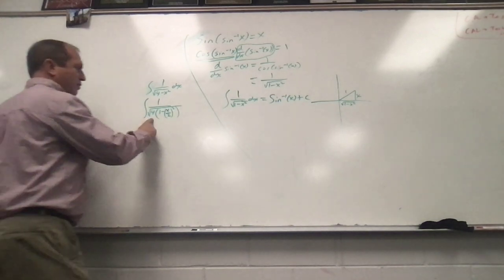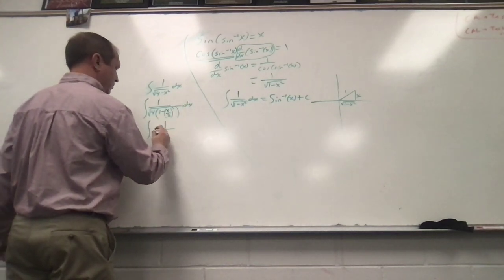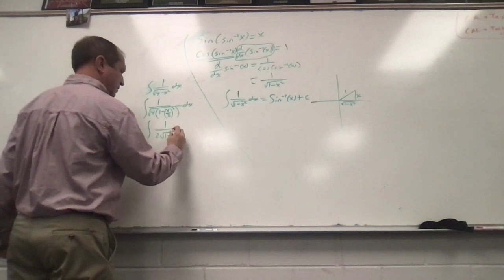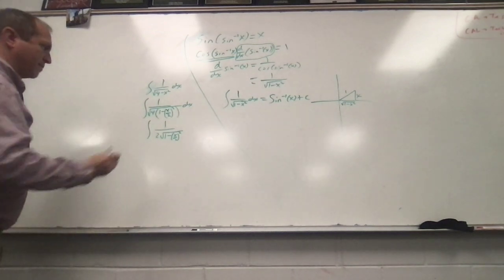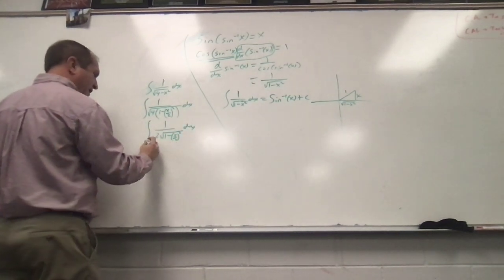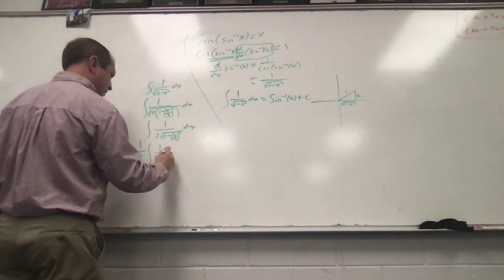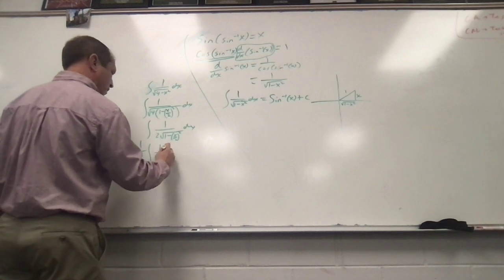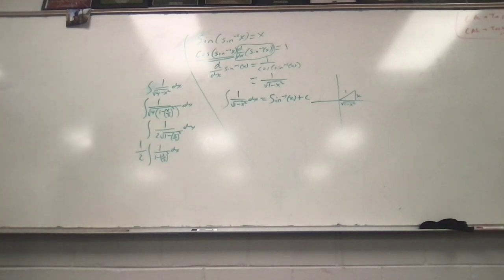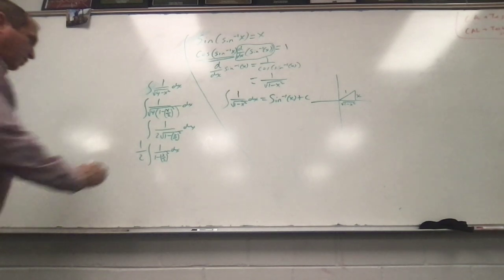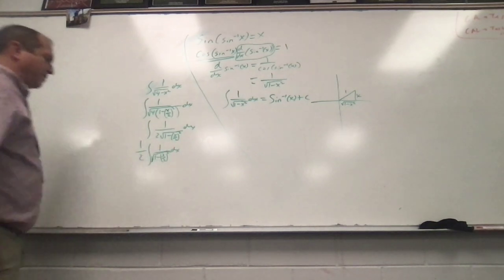Now, what is the square root of 4? 2. Okay. So I've got 1 over 2 times the square root of 1 minus x over 2 squared, which would be 1/2 of the integral of the square root of 1 minus x over 2 squared dx. Square root of that, sorry. That's vaguely important.